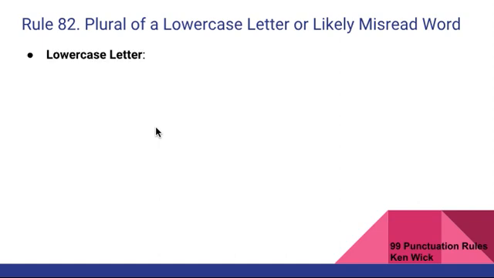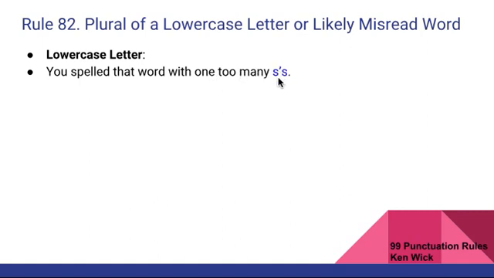So some examples of lowercase. You spell that word with one too many s's. In the BGGP, you'd have no apostrophe here, so you just have two s's together. It would look confusing. So, with lowercase letters, apostrophe s.